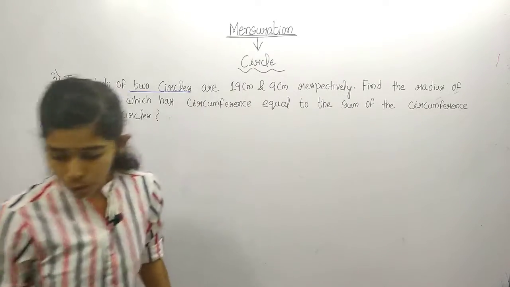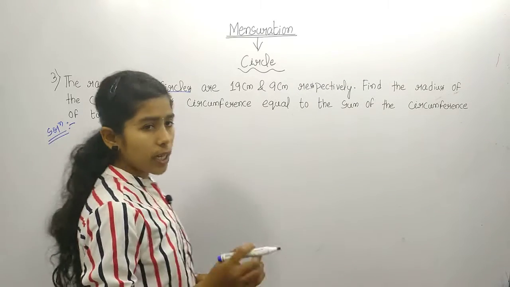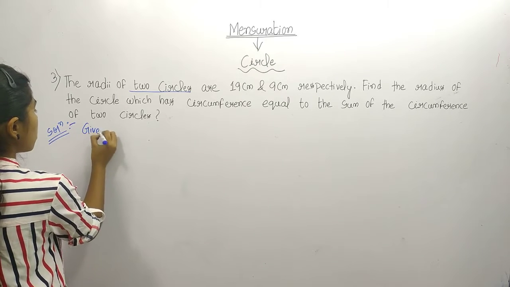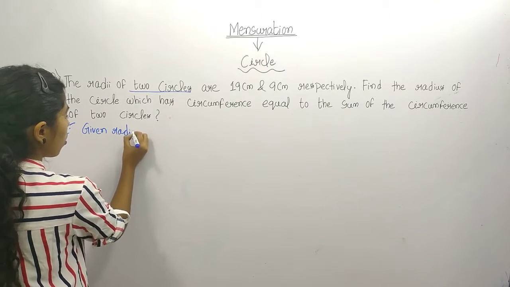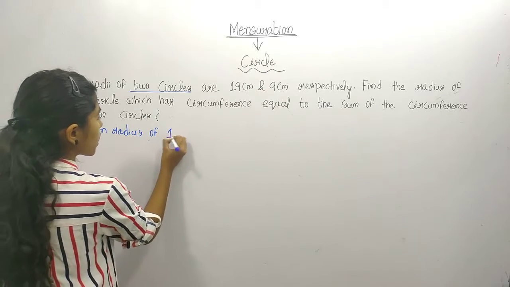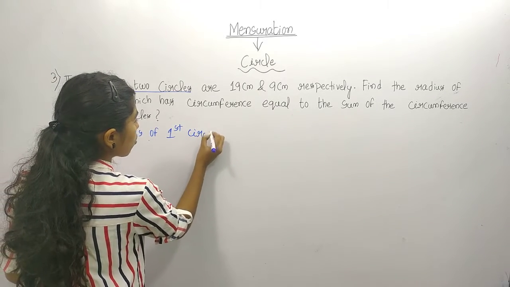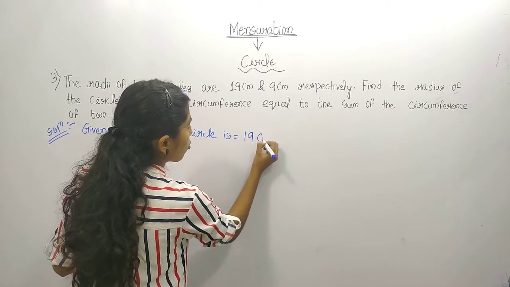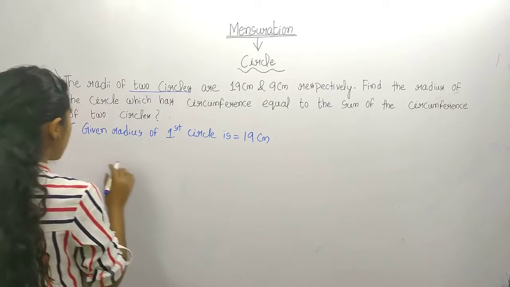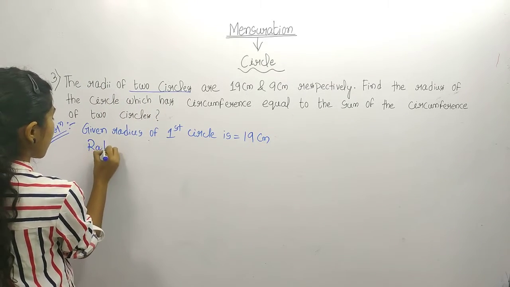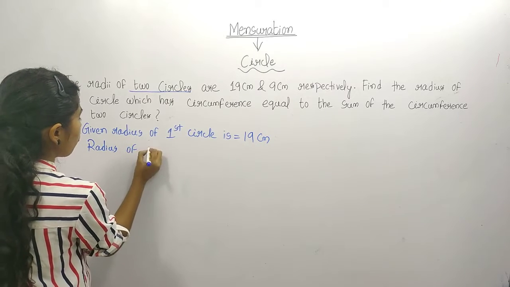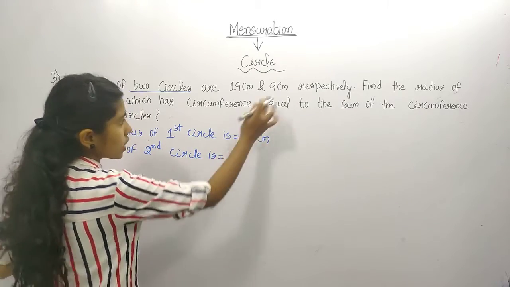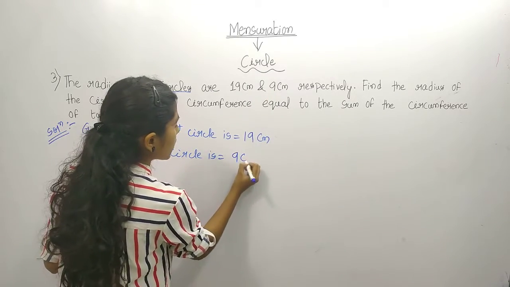Before going to circumference, first you have to know the radii. So here you see, given: radius of the first circle is 19 cm. So here you have to write 19 cm. Then radius of the second circle is how much? Given 9 cm, 9 cm.